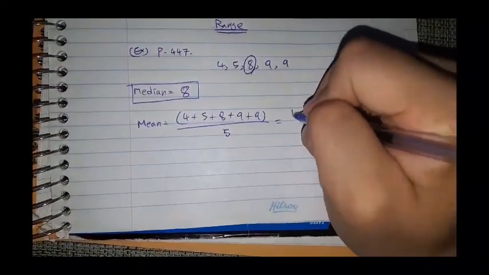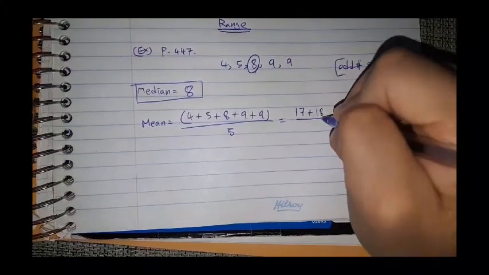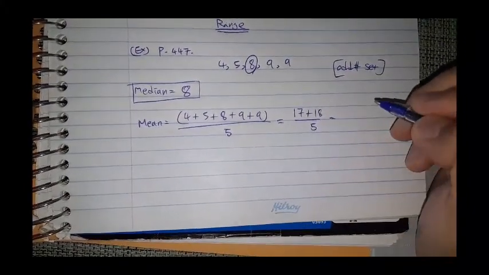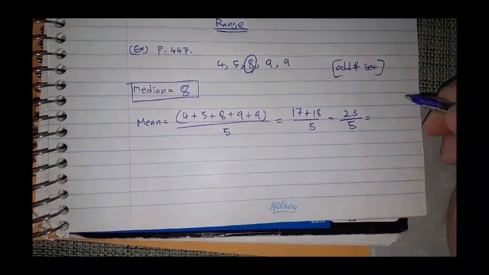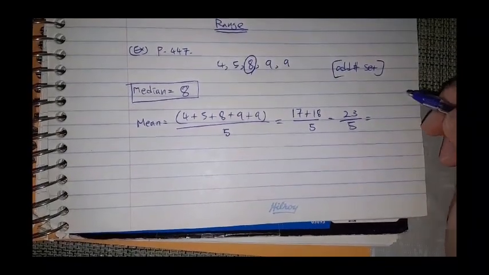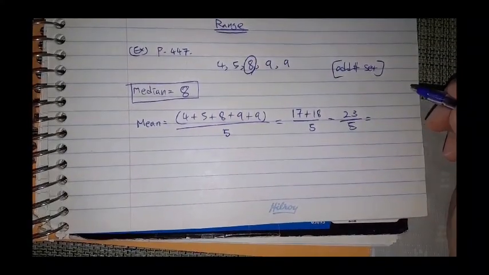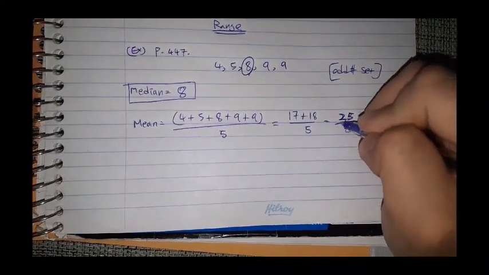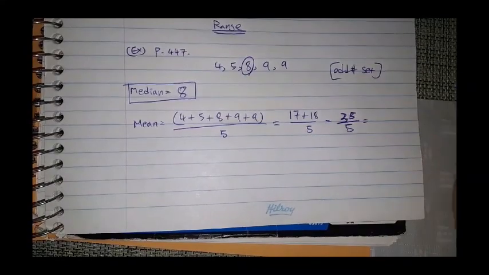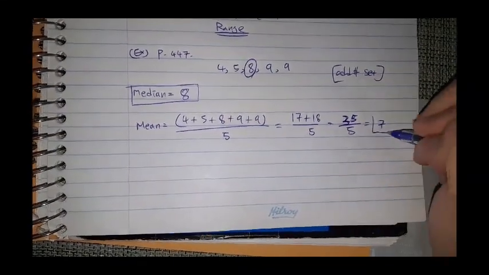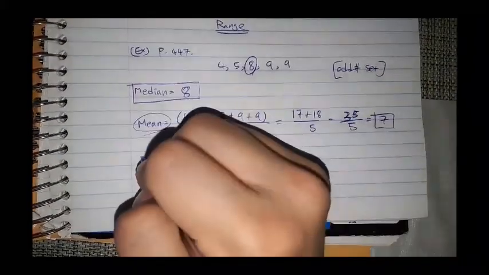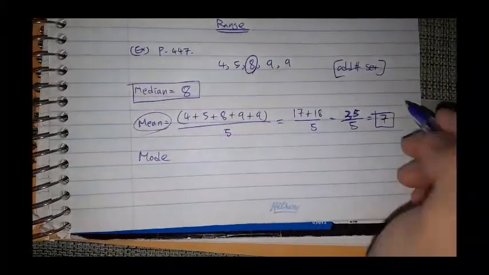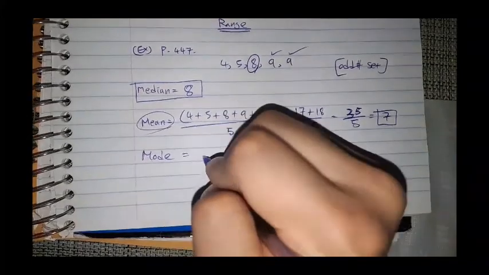12, 17, 17 plus 18 divided by 5, so that 23 over 5, and wait, 35. 35, sorry, my bad. 35 divided by 5 gives you 7. So mean is 7. Mode is the most repeated one, so it becomes 9.